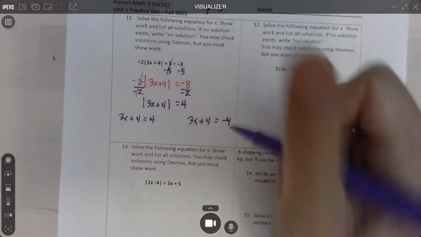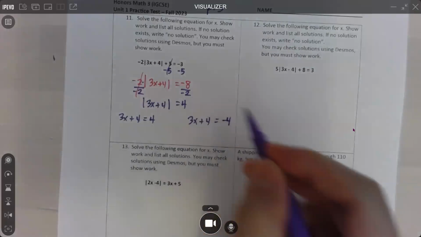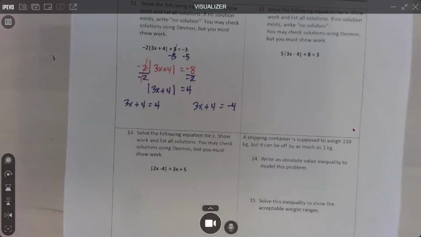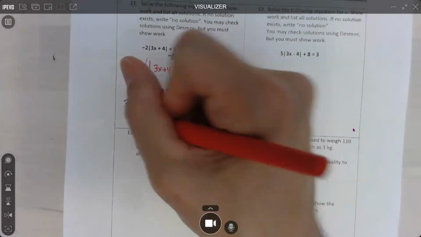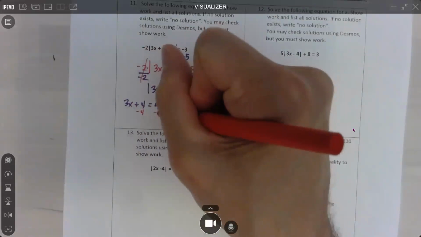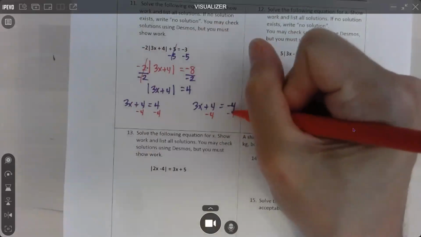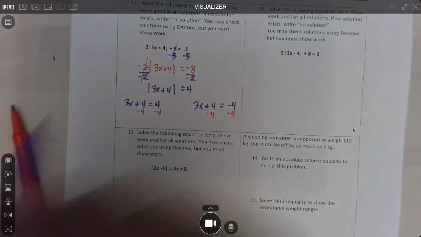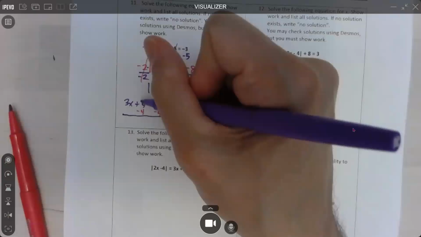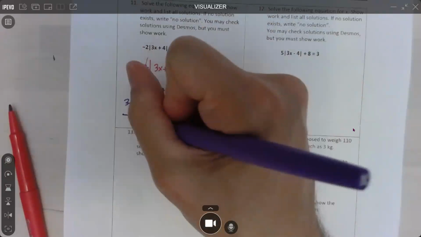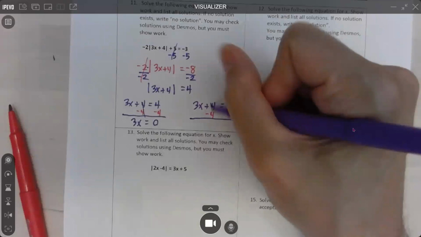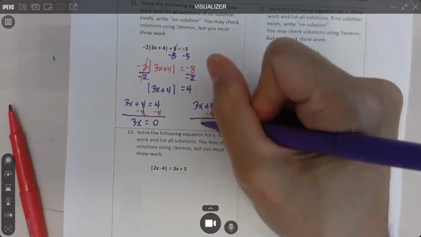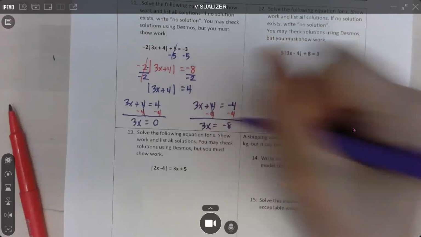Now, if you did it with the negative distributing into the parentheses, that's fine too. This is just how I'm used to doing it prior to the workbooks. In both cases, I'm going to subtract the 4 from both sides. Here, it'll give you 0 on the right side, so it's going to be 3x equals 0. Here, it's going to give you -8, so that's going to be 3x equals -8.